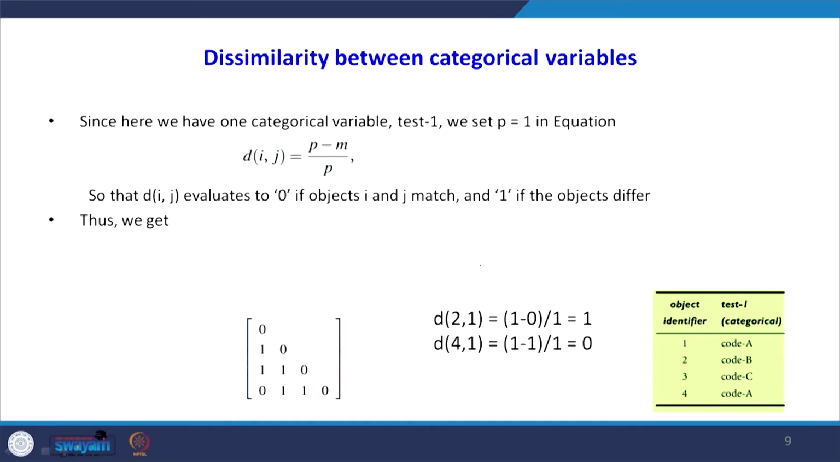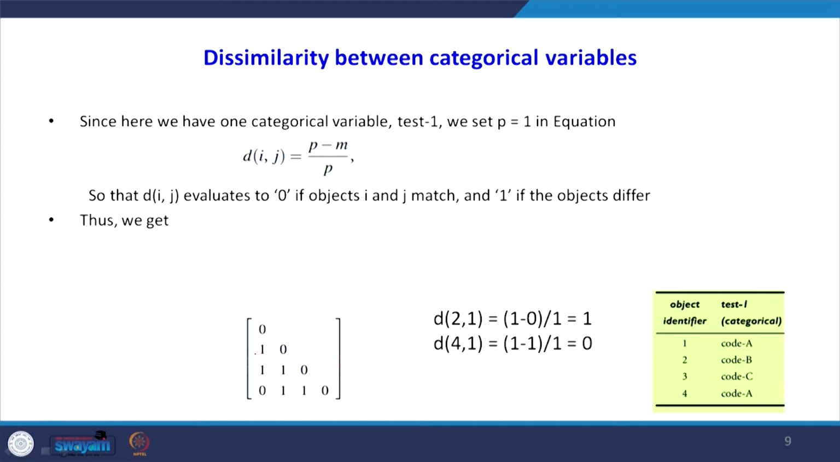Since here we have only one categorical variable, test 1, we set p equal to 1 in the equation, because p is the number of variables. So that d_ij evaluates to 0 if the objects i and j match, and 1 if the objects differ. Thus we get the matrix 0, 1 0, 1 1 0, 0, 1 1 0. I will tell you how we got this matrix.